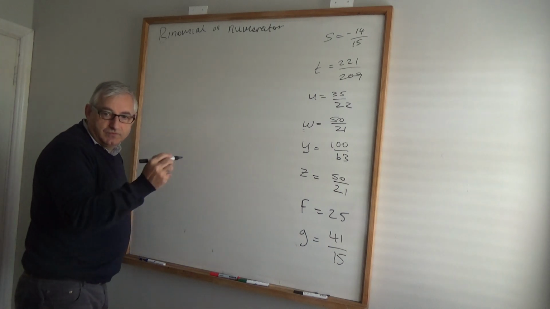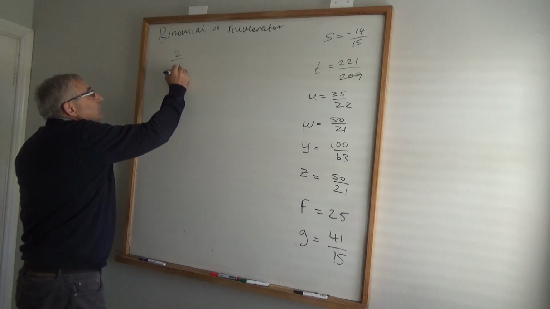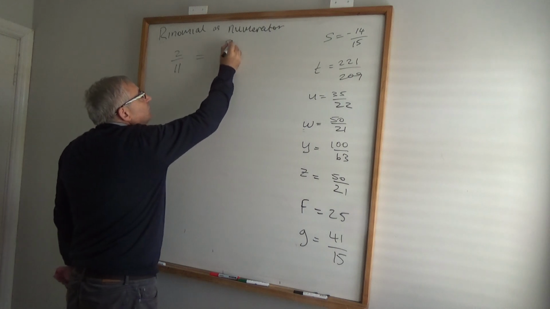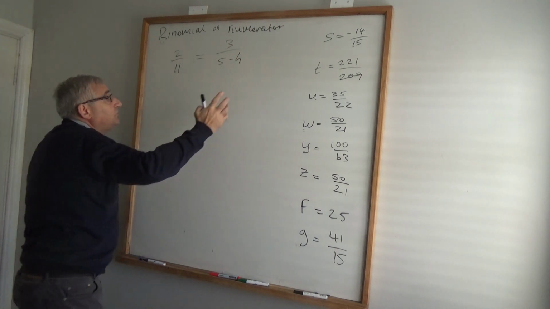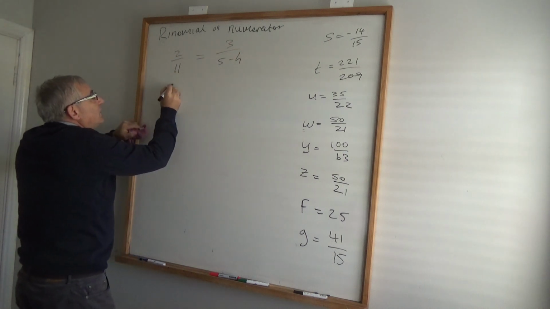So this time it's 2 over 11 equals 5 minus h over 3. So this is really interesting. 2 over 11 is equal to 3 over 5 minus h. So I'm going to do 2 things here. I'm going to flip him upside down, but I'm also going to bring him over to the left.